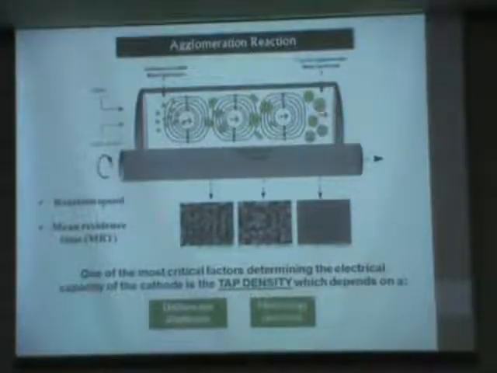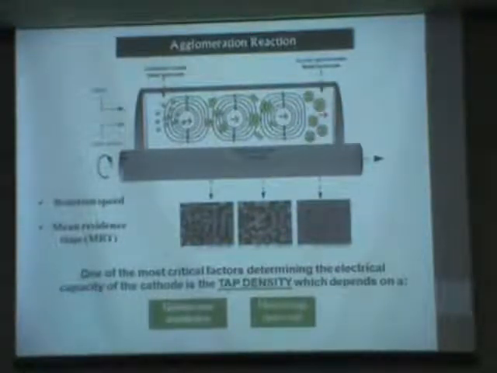In my case, I'm going to synthesize metal hydroxide particles. Metal hydroxide is a cathode precursor of lithium-ion batteries. So first, how is the agglomeration process? We pump sodium hydroxide and metal sulfate into the crystallizer. Then we create the individual crystals.